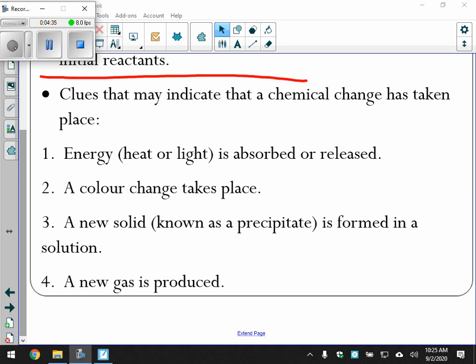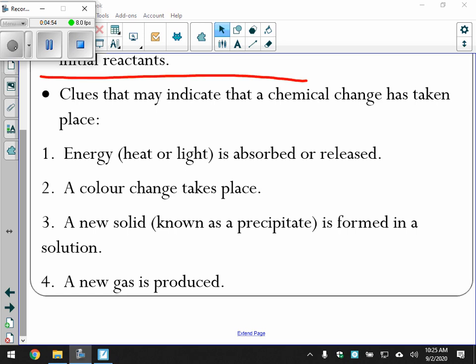Endothermic and exothermic. Endothermic takes energy in, right? Those are things like cold packs and ice packs. It takes energy from its surroundings in order for it to happen. Exothermic is like your barbecue, which gives off energy. You burn it and heat is a product of that.